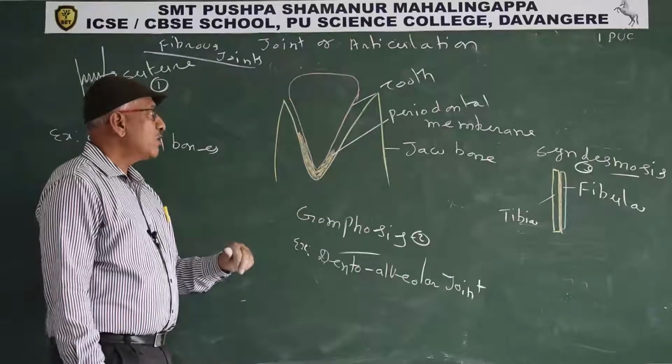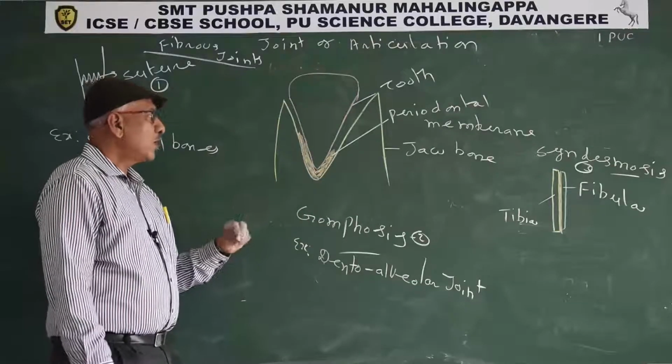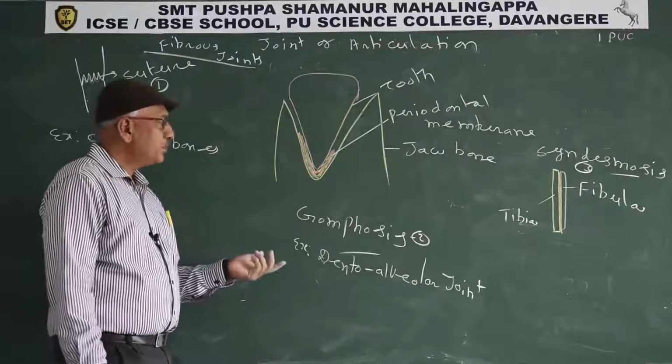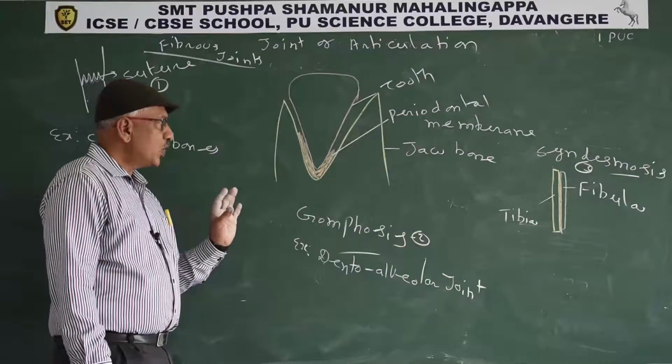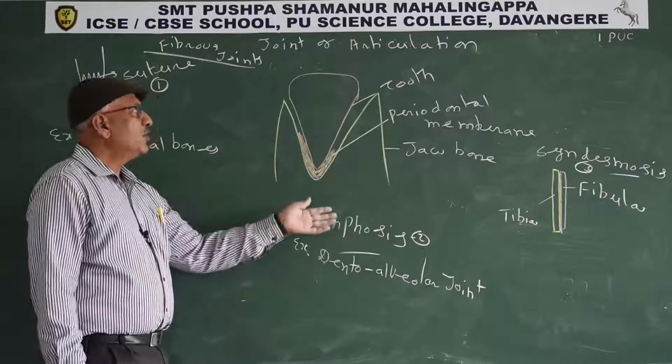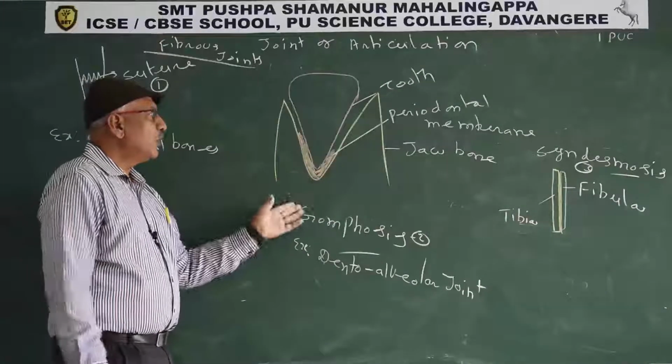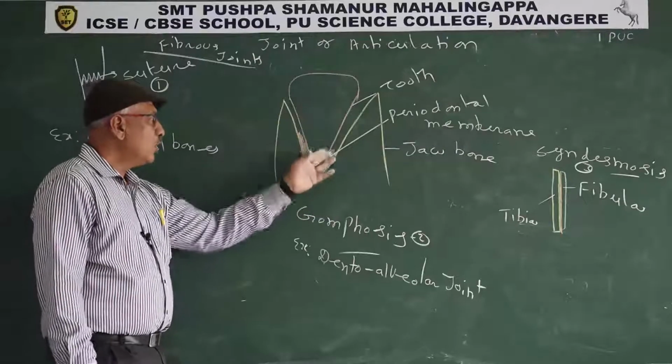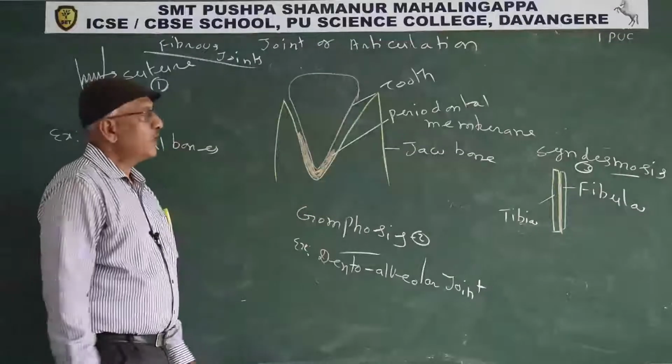So in gomphosis, the two bones are immovable. Example, dentoalveolar joint. The joint present between the tooth and the jawbone. Between the jawbone and the tooth, the periodontal membrane is present.